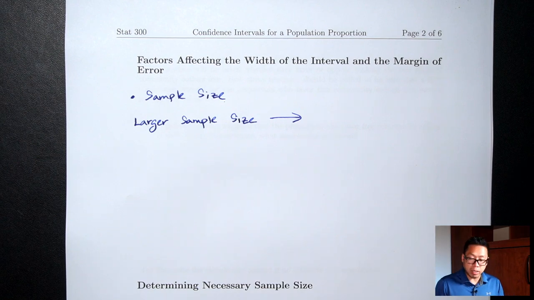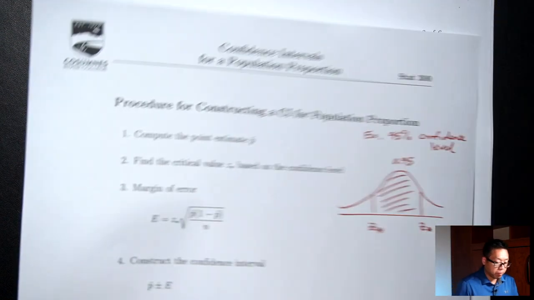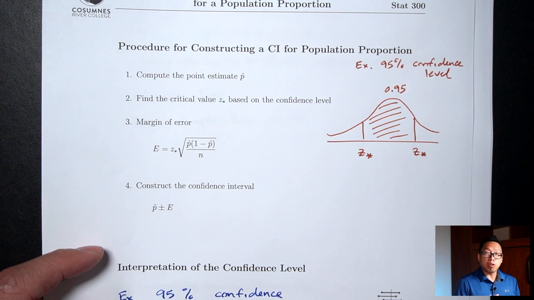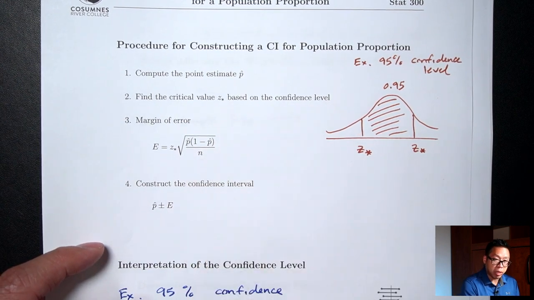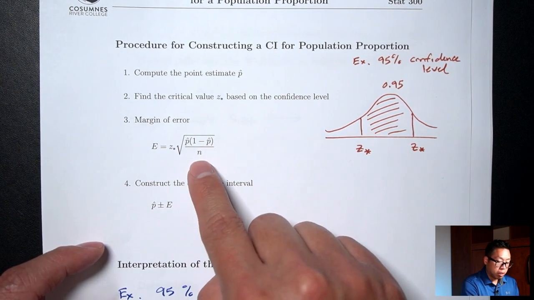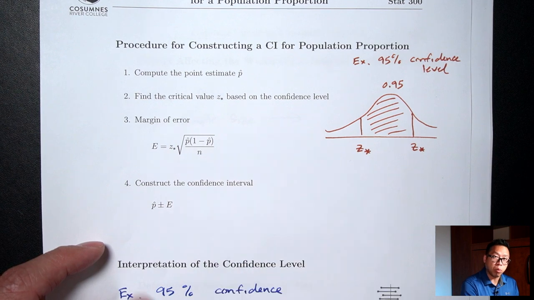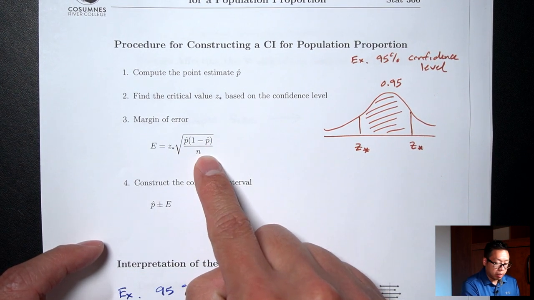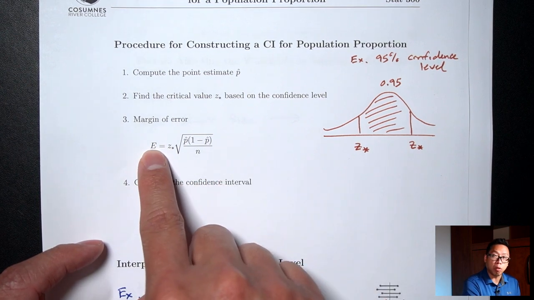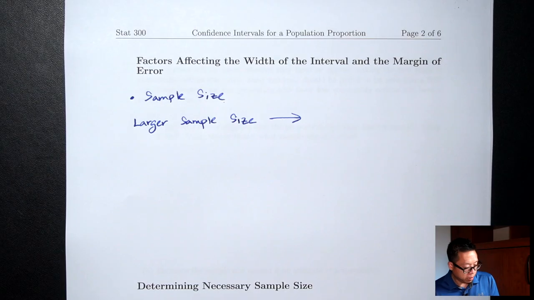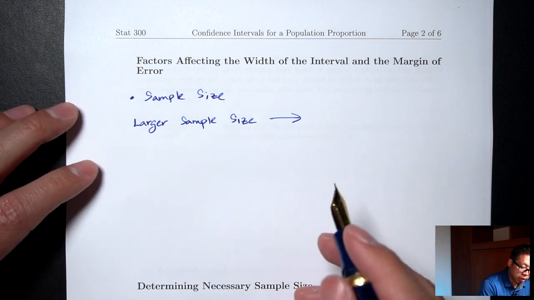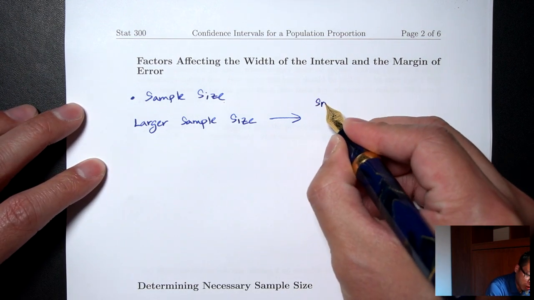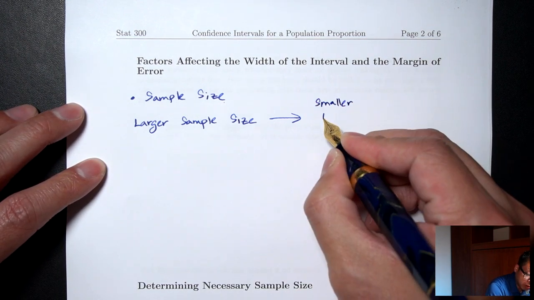So let's take a look at the formula for margin of error again. If we use a larger sample size, n, you will be dividing by a larger number. When you divide by a larger number, overall, you'll get a smaller number, so you'll get a smaller margin of error. So using a larger sample size results in a smaller margin of error.